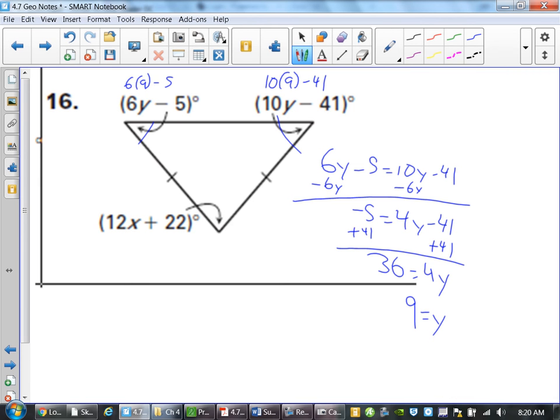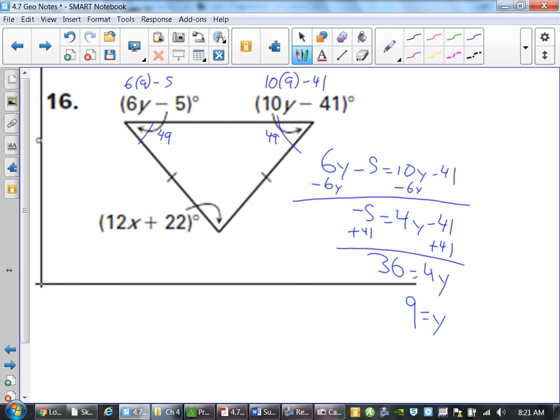So 6 times 9 is 54. 54 minus 5 is? 49. This one should be 49. Just double check, make sure you're okay here. 90 minus 41 is also 49. How many degrees are in a triangle?